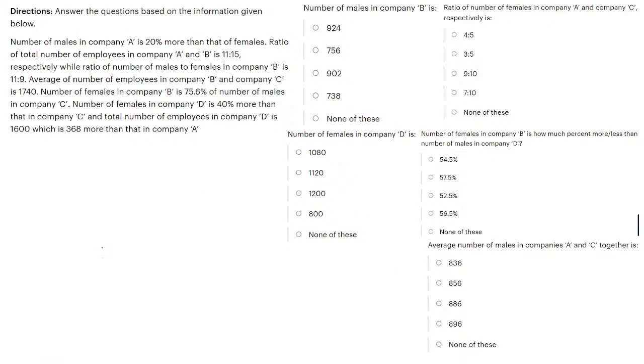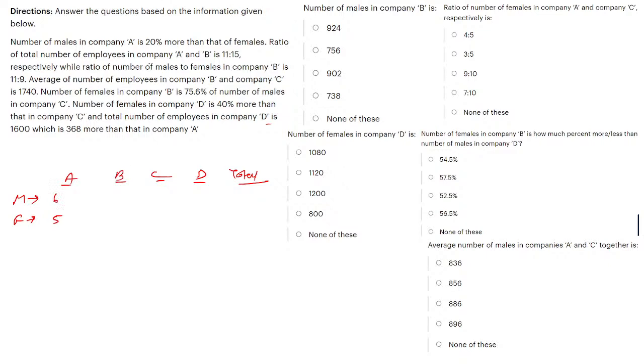Okay, moving to next. Number of males in company A is 20% more than that of females, and total number of employees is given. So A, B, C, D, 4 companies are given, and male and females, right? And this is the total if it needs. Number of males in company A is 20% more than females. So if this is 5, this is 6.